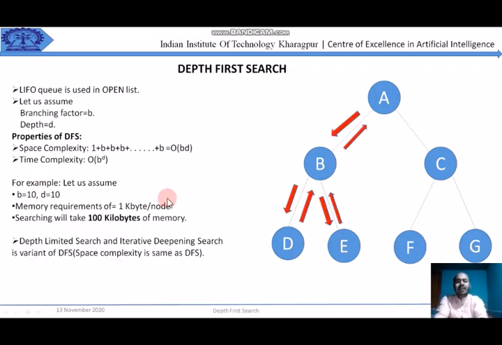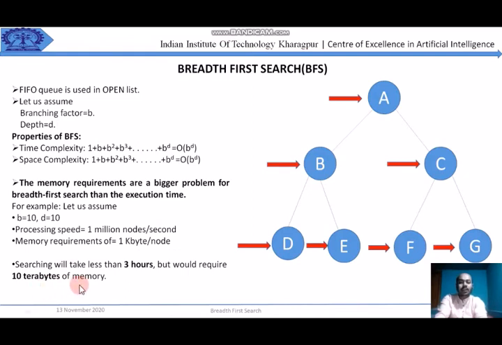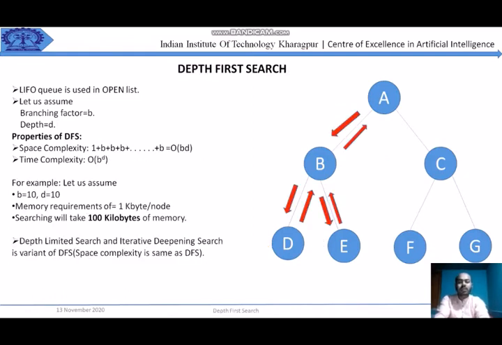In DFS, to use linear space, a LIFO queue is used in the append list. The time complexity is the same, b to the power d, but the space complexity is linear, that is b times d. Here b is the branching factor and d is the depth. In the example, DFS needs 10 kilobytes of memory, whereas BFS needed 10 TB of memory. Okay, so this was DFS.